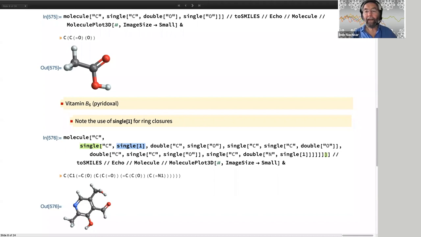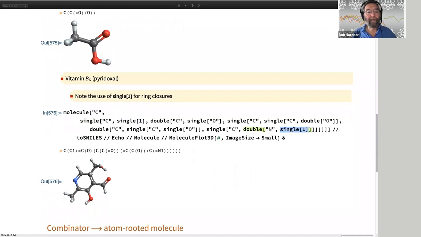It actually represents, we start the structure here at carbon going to a carbon, a ring to one side, and then a double bond to a carbon. So we're starting here, going here. Here's the double bond to a carbon, and this is the bond that we break, and we represent it with ring tags. This one with a one that points to this atom that has a one that points back to that atom. So that's how the atom-rooted molecule works.